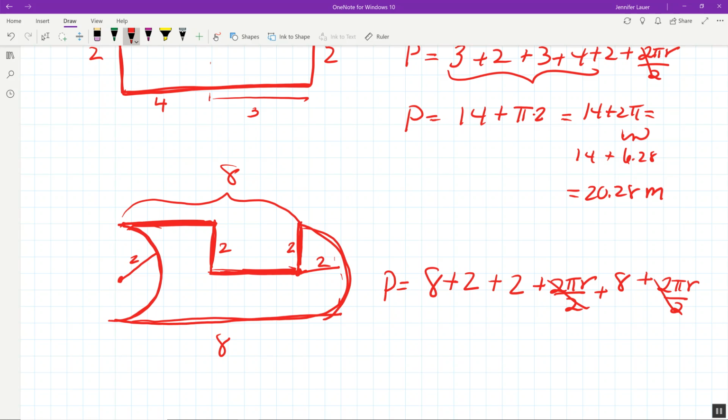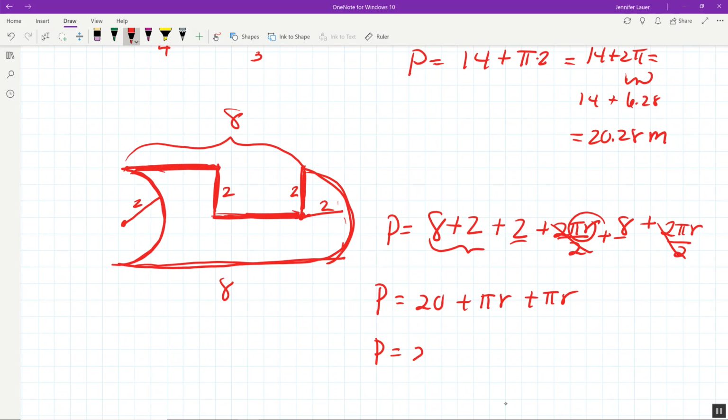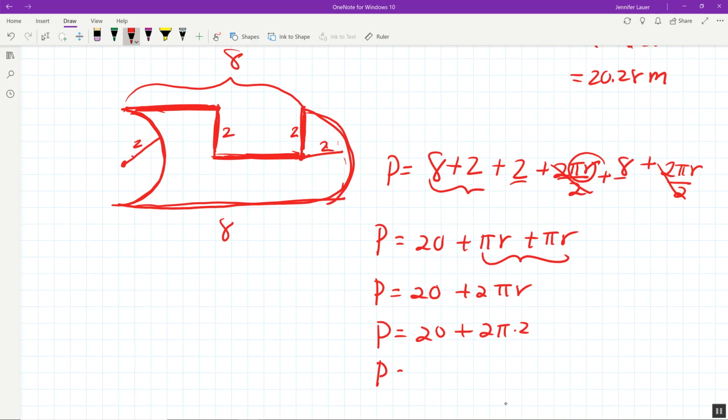Now what I'm going to do is add up the whole numbers. So this is going to be 10 and 10. So the perimeter is going to be 20 plus pi r plus pi r. And if you wanted to put those two together, they would be 2 pi r. And this time we're just going to plug in our radius. And the reason I could put those together is because the radius is the same. 2 pi times 2. So the perimeter is going to be equal to 20 plus 4 pi.